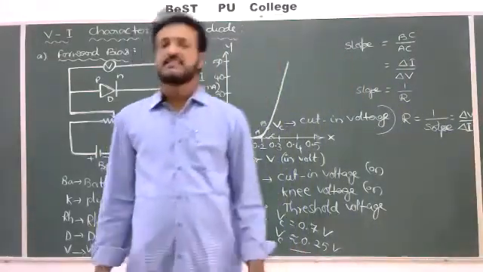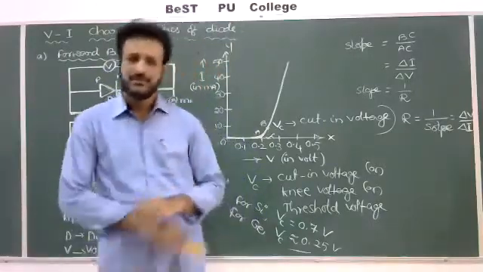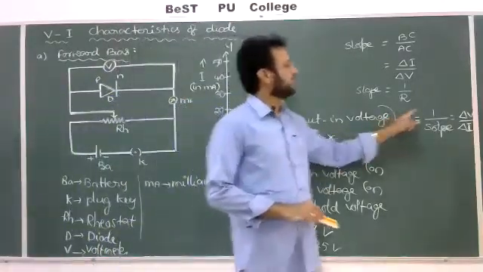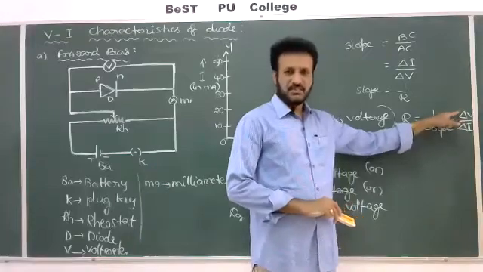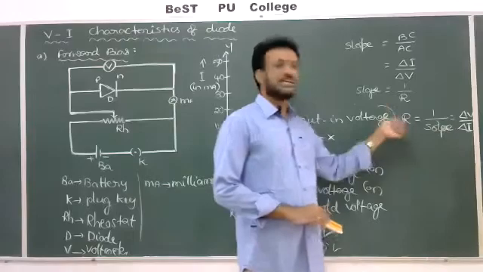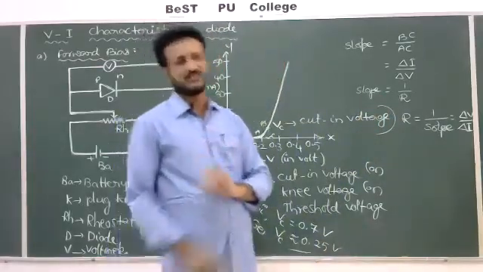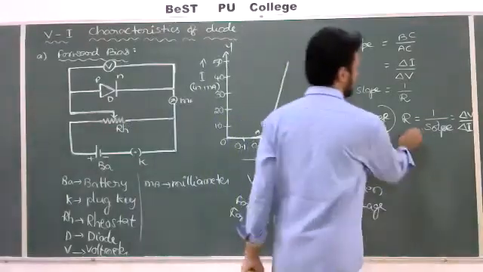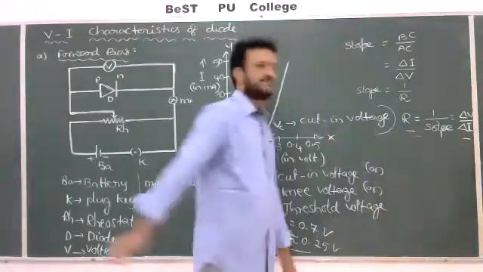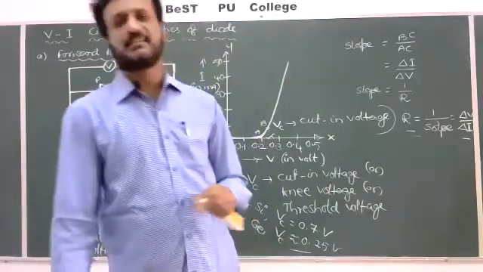So the resistance of the diode in the forward bias, how to define: the ratio of small change in the applied voltage to the small change in the corresponding current is called the dynamic resistance of the diode. So that's only called dynamic resistance. That's an important question. Define the resistance of the diode in forward bias, or define the dynamic resistance of the diode.